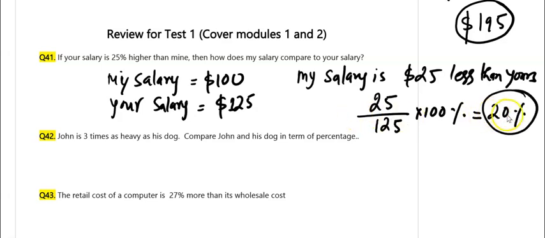So my salary is 20% less than your salary, but your salary is 25% more than my salary. So the answer to how my salary compares to your salary is: my salary is $25 less than yours. That means my salary is 20% less than your salary.